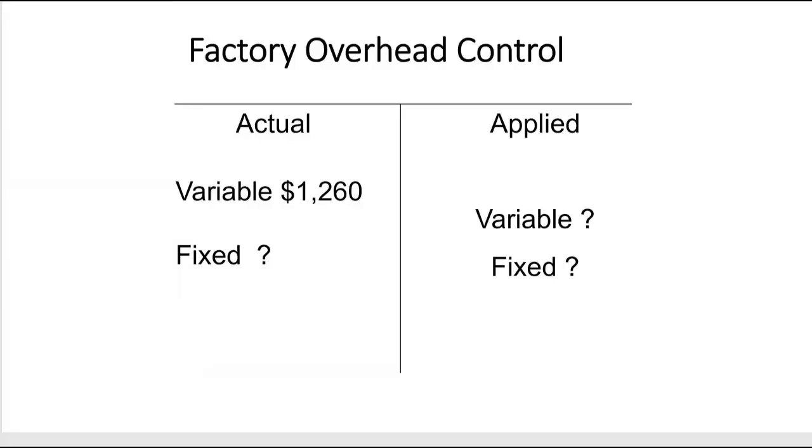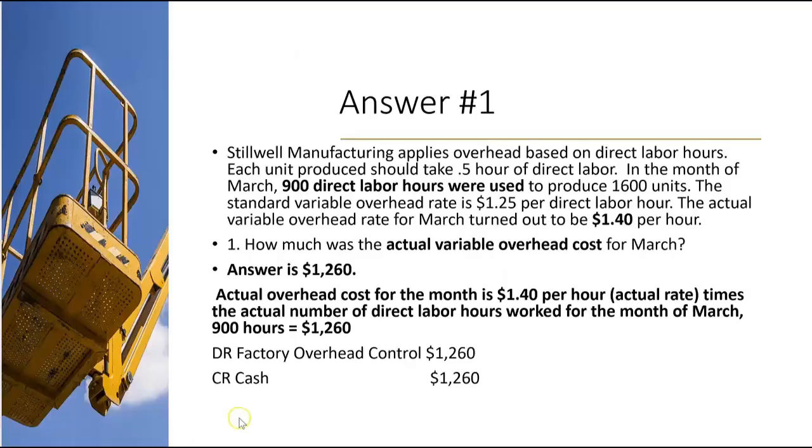So we're going to start to prepare this T account for factory overhead control, and the first thing we're going to do is put this debit of $1,260 in for the actual variable overhead cost. We're going to have actual fixed overhead cost, that's going to be debited also, and then when we apply overhead, we're going to credit this factory overhead account. We'll apply variable overhead, we don't know how much yet. We'll apply fixed overhead, but we don't know how much yet. We're just getting started. All we know so far is the variable overhead cost is $1,260, and that's a debit to the factory overhead control T account. And that's because we debited factory overhead control and credited cash for the amount spent on variable overhead.